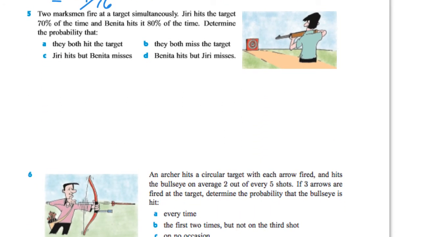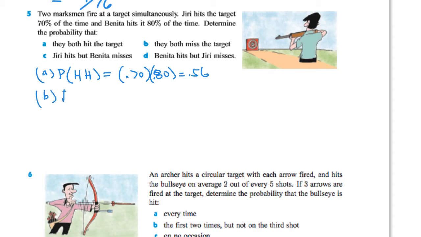Okay, 2 marksmen are firing at a target. Jiri hits the target 70% of the time. Benita hits it 80% of the time. Determine the probability that they both hit the target. Right, so that's the outcome: hit, hit. So it's 0.70 times 0.80. All right, simple multiplication rule.